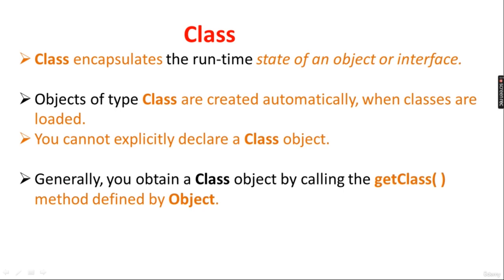Class encapsulates the runtime state of an object or interface. Objects of type Class are created automatically when classes are loaded. You cannot explicitly declare a Class object. You obtain a Class object by calling the getClass method defined by Object. So this is how you access the Class object, using the getClass method defined by the Object class.